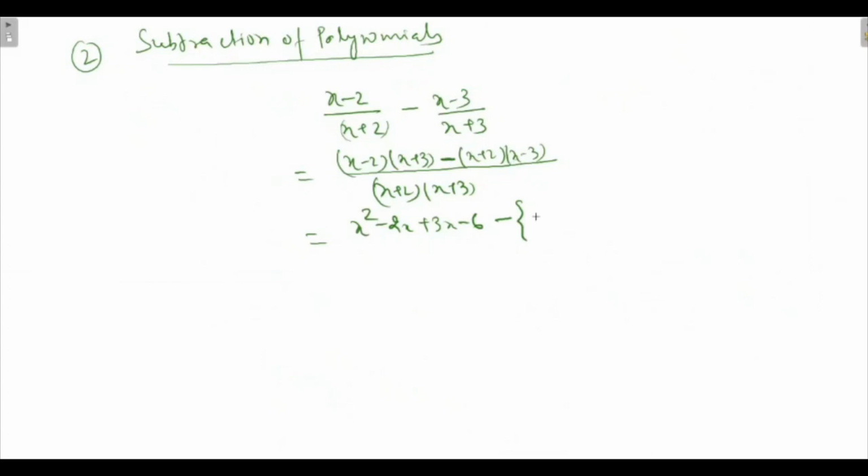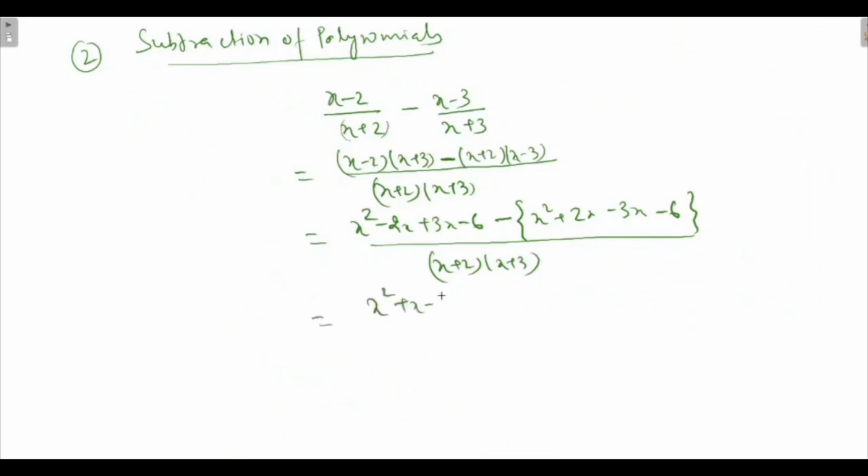X into x will be x square. X into 2 will be 2x. Minus 3 into x will be minus 3x. Minus 3 into plus 2 will be minus 6. Okay. Now divide by x plus 3 into x plus 3. So this will become x square, this will become plus x, this will become minus 6.